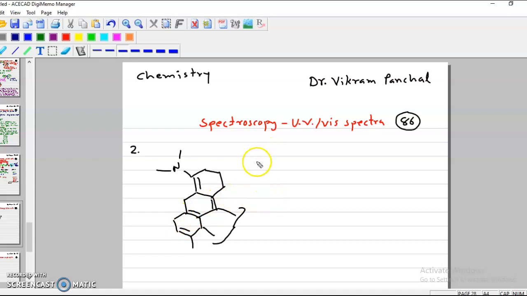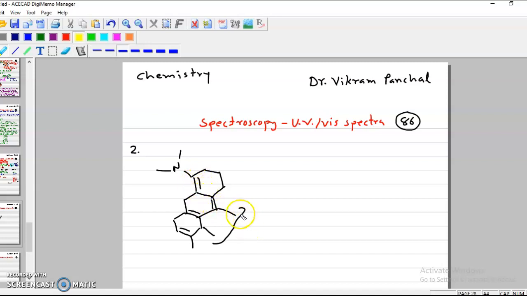So this is an example given to you. Now you have to find out which one is a system. Okay. So first of all, see which one is a system. There are 2 possible systems over here. One in which these 2 double bonds are in one ring only, and here one double bond is in B ring, another is on C ring.